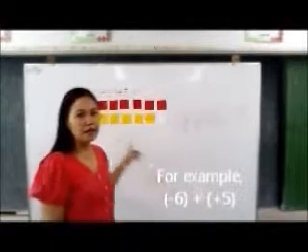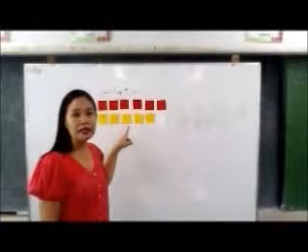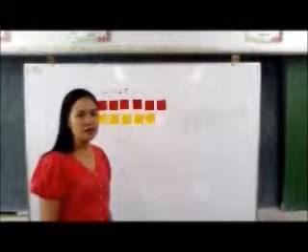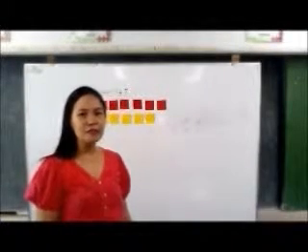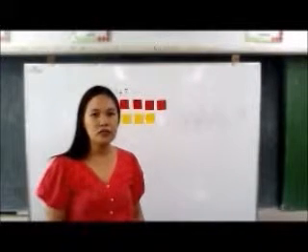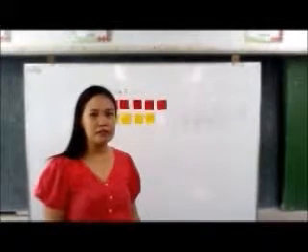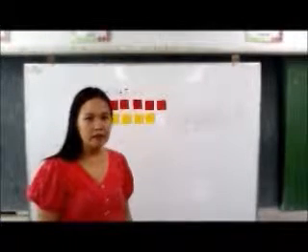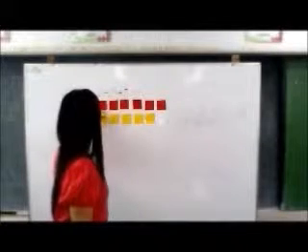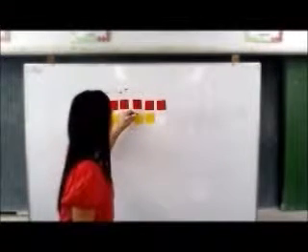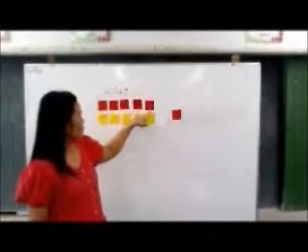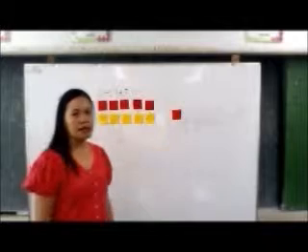We represent negative 6 as 6 unit negative red tiles and 5 as 5 unit positive yellow tiles. After representing the number of units in the algebra tiles, we are to arrange or combine the algebra tiles and make zero pairs, then count the number of tiles left. So these are the zero pairs. After making the zero pairs, we are now left with 1 unit negative tile.